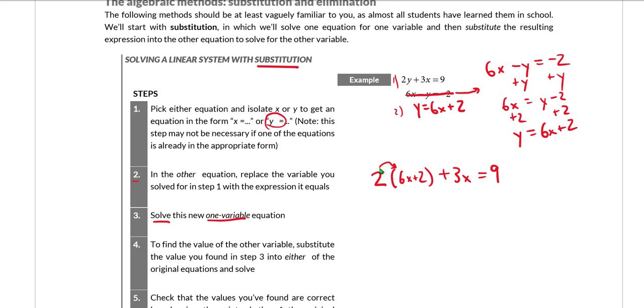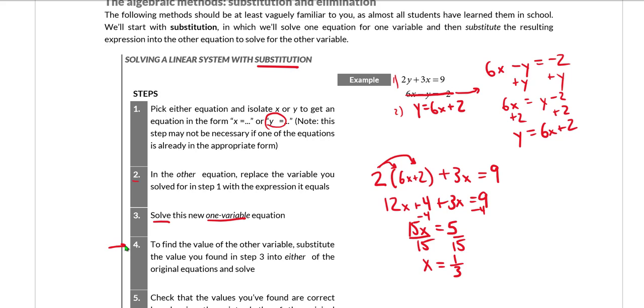So what do I do here? I distribute the 2 to those two terms. I get 12x plus 4 plus 3x equals 9. Combining like terms on the left, 12x and 3x is 15x. I'm going to subtract the 4 from both sides, and I get 15x equals 5. I'm going to divide by 15, and now I have at least one of my two coordinates of the point of intersection between these two lines. I have that x equals 1/3.